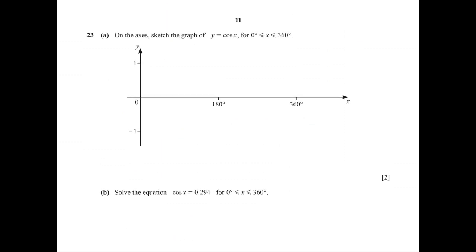Question 23. On the axis, sketch the graph y equal cosine x. We have to plot 90 and 270 midway between 0, 180 and 180, 360. We all know that the cosine function will touch 0 at 2 points, 90 and 270. It has a minimum at 180, where the result is -1. It has a maximum at 360, where the result is 1.